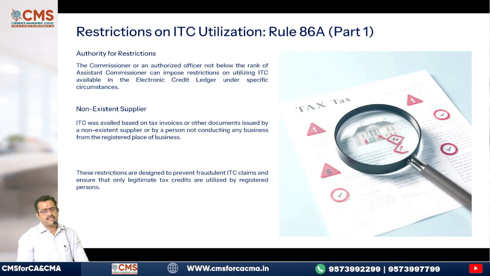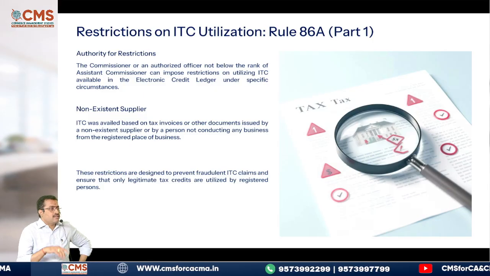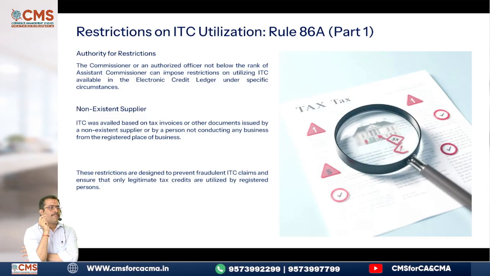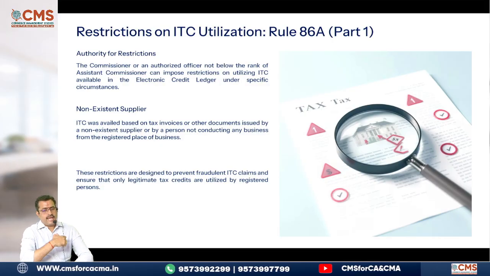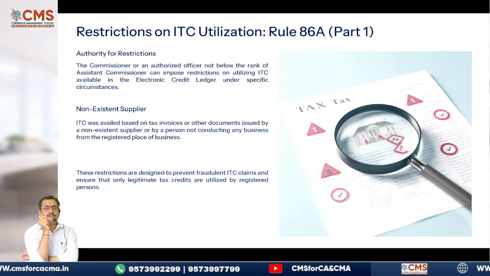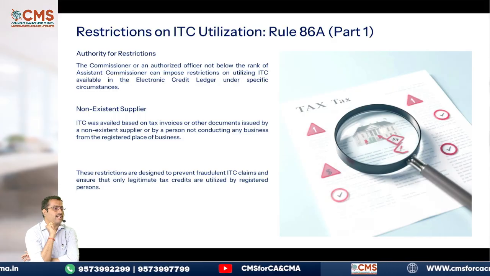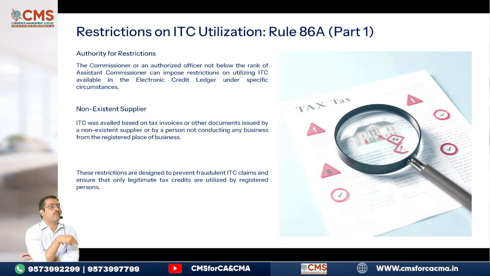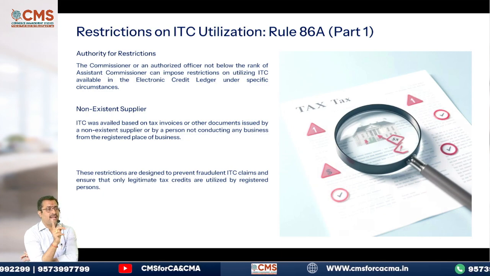Then restrictions on utilization, very important. Rule 86A. Restrictions on utilization of the credit ledger. Now listen. A person whose turnover in a month exceeds 50 lakhs cannot use the entire amount of credit lying in the credit ledger. 99% of that only they can use. 1% they have to pay through cash. That is a restriction given by rule 86A and 86B.